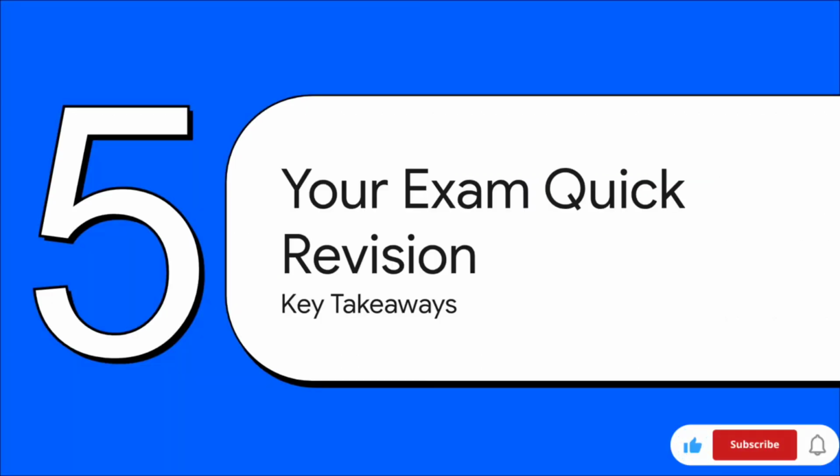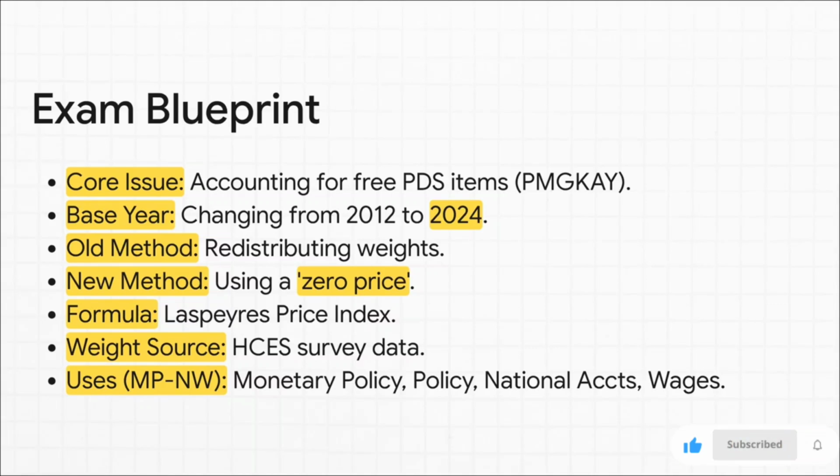All right, we've definitely covered a lot of ground, so let's consolidate everything we've learned into one single high-yield summary. Seriously, this is the slide you're going to want to screenshot for your last-minute revision before the exam. So here is your exam blueprint. The biggest takeaway is the shift from just redistributing weights to using a direct zero price. For your exam, you need to lock in these keywords: PMGKY, the 2024 base year change, the Laspeyres formula, HCES for the data, and of course our MPNW mnemonic for the uses of CPI.